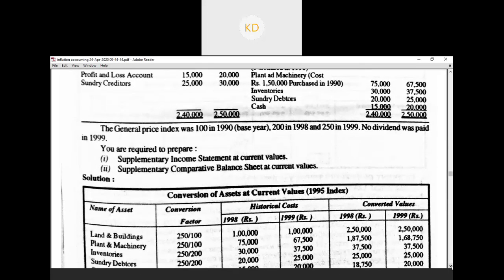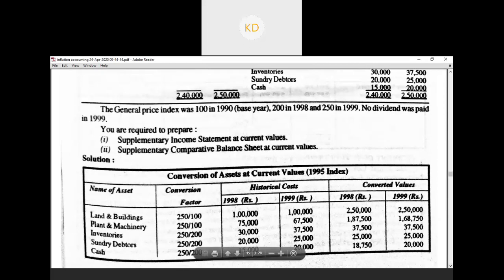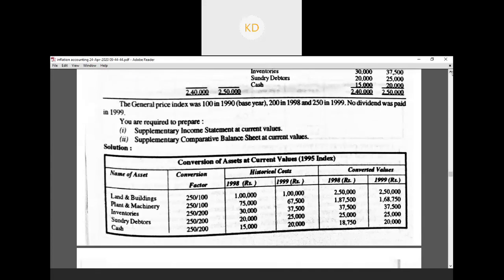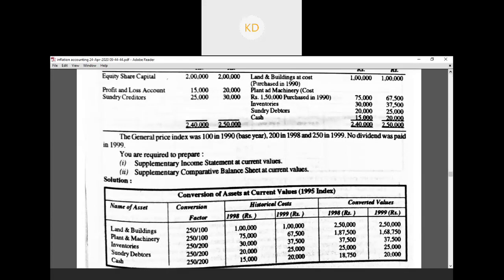So first, you will be converting all the assets. You can see the assets here. Historical values are given for you. We have the opening converted values, and you have the closing converted values. Now, whenever a conversion factor is taken, remember the numerator will be the current price index, and the denominator will be the price index on which the transaction has taken place.